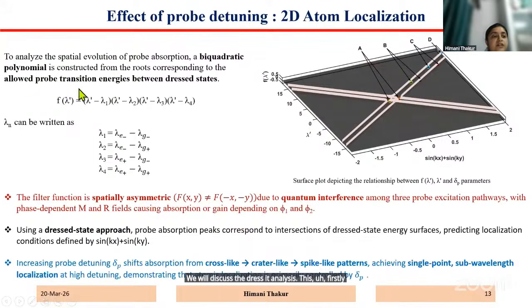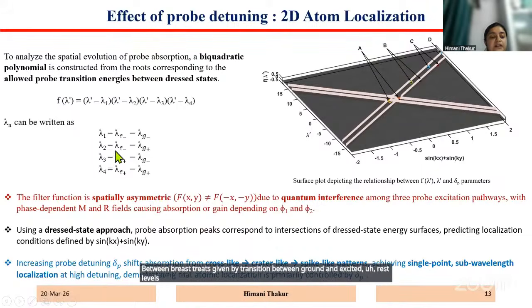Firstly, this equation shows the biquadratic polynomial using the allowed transition energies between dressed states, and here the roots lambda 1, lambda 2, lambda 3, and lambda 4 correspond to the energy differences between dressed states, given by transitions between ground and excited dressed levels, and these represent all possible probe induced transitions between dressed states.